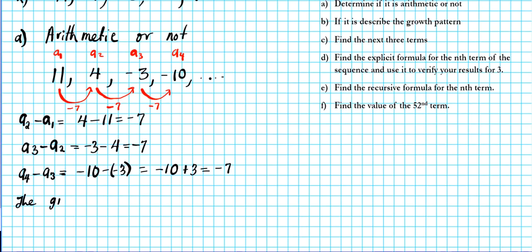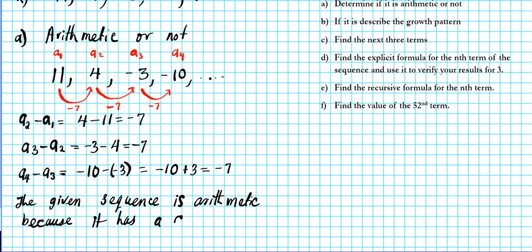The given sequence is arithmetic because it has a common difference. We're subtracting the same number every single time. It has a common difference of D equals -7 every time. So that is why this is an arithmetic sequence.